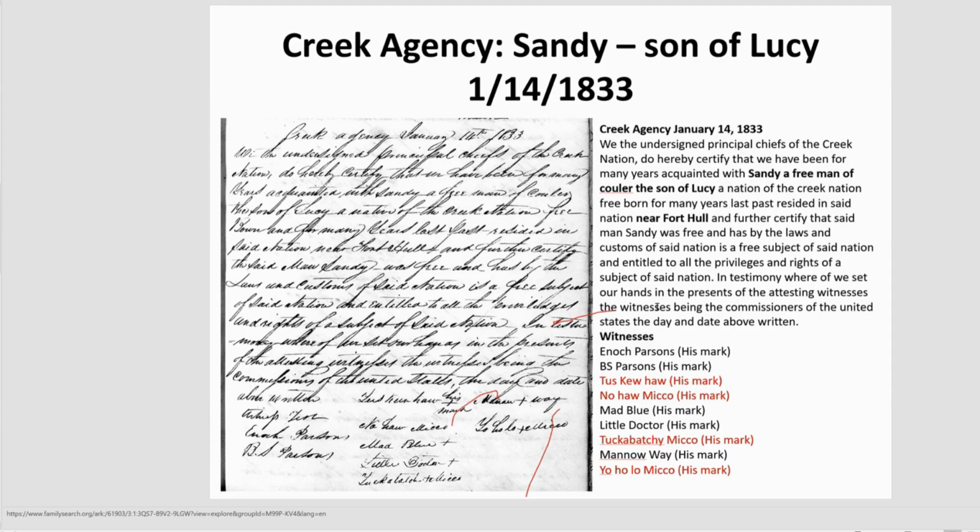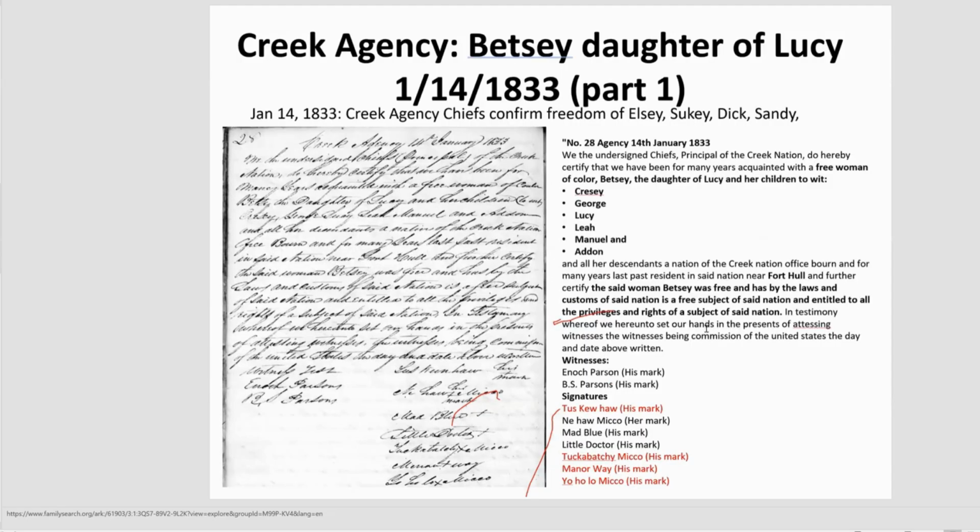Sandy, a free man of color, the son of Lucy, living near Fort Hull. So basically, they're saying he has a right to be free. And this is everyone that was signing that deed. I was like, oh my gosh, I'm on to something here. This is amazing. I hope I'm related to this family, you know? We the undersigned chiefs, for many years acquainted with the free woman of color Betsy and her children, Creasy, George, Lucy, Leah, Manuel, and Adam, and everyone who signed.